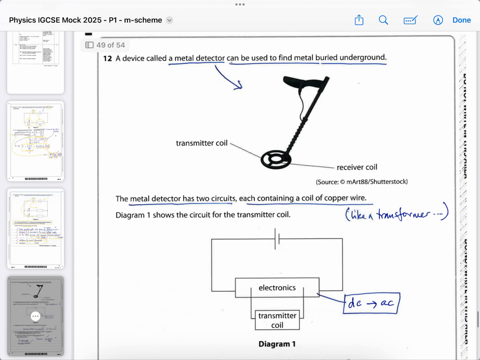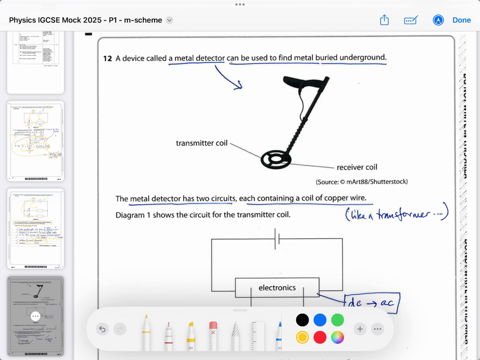The next question is from Unit 6, which is on magnetism and electromagnetism. In this case, we're talking about electromagnetic induction and coils, which are used in a metal detector. A device called a metal detector can be used to find metal buried underground. Okay, remember, metal buried underground. A metal is a conductor, and this is about electromagnetism. So you've got to think about it.